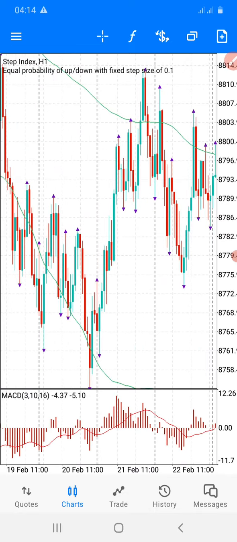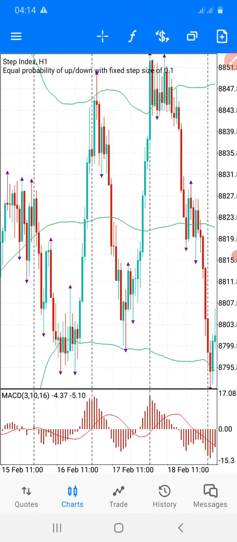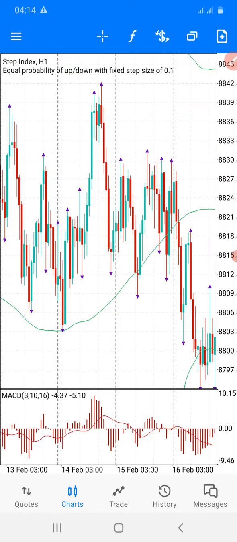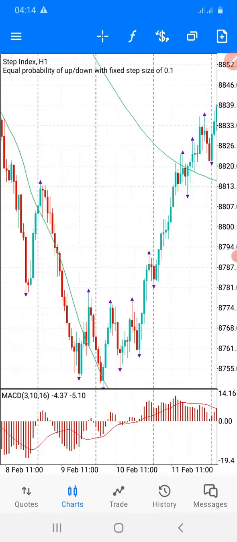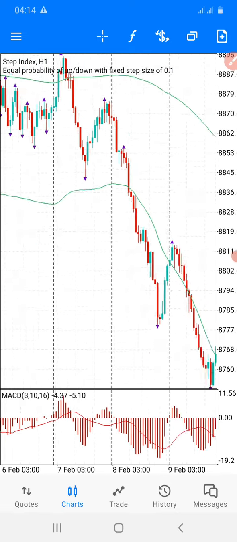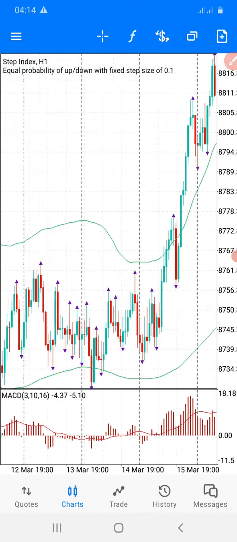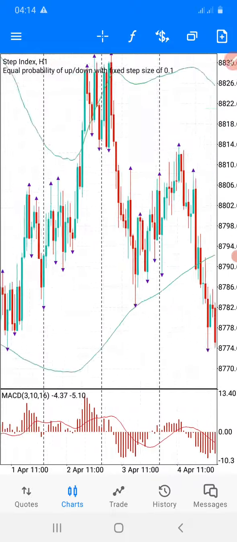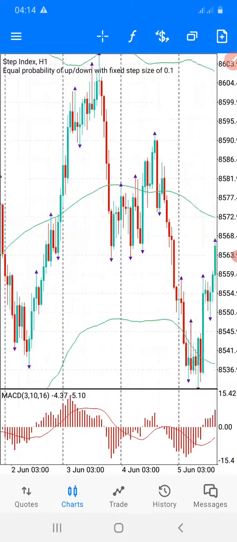Because we just spot a divergence does not mean we take entry immediately. So that's how we'll be looking at how we spot entry. How do we make entry after spotting our divergence? First of all, let's begin to identify divergence. This is Step Index and this is the H1 time frame. We want to spot divergence in this market.